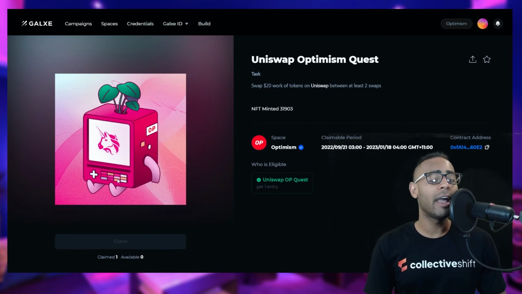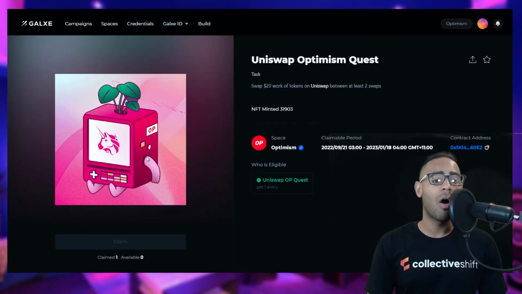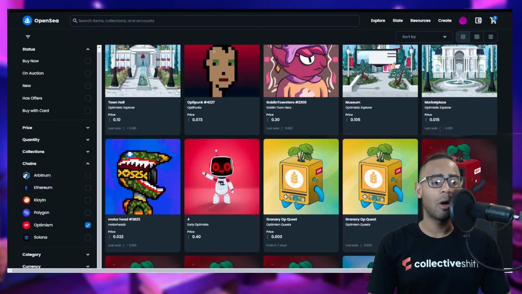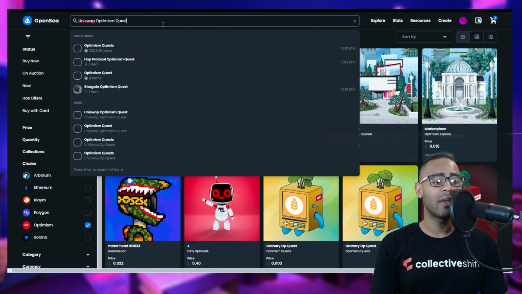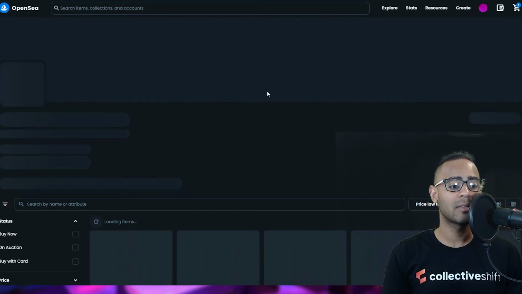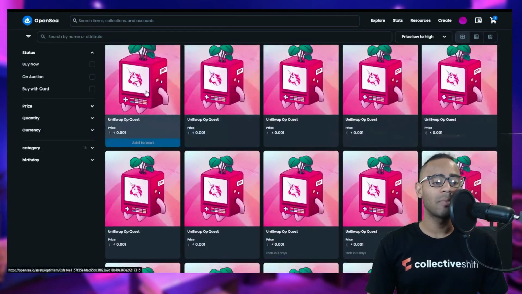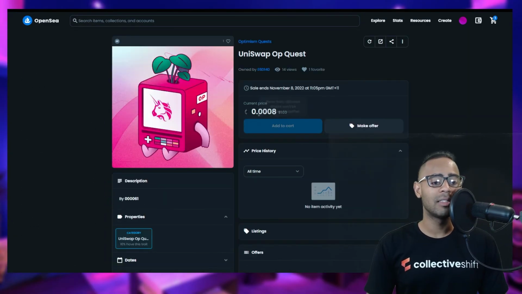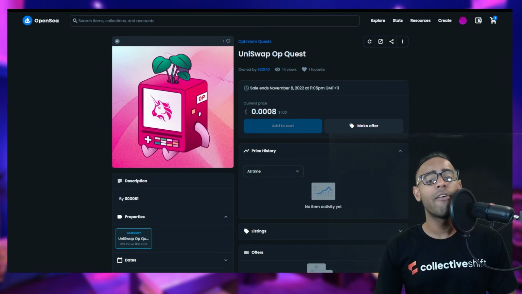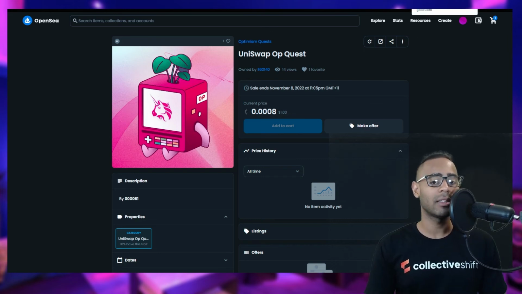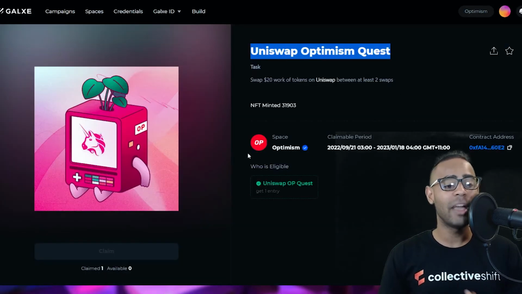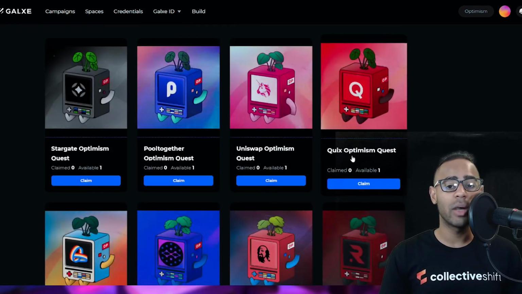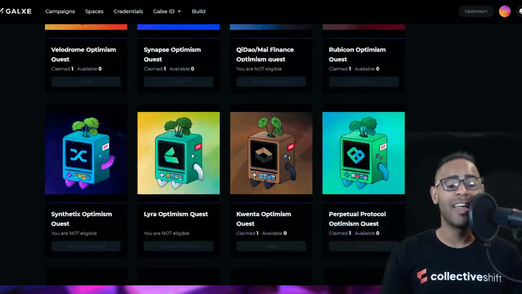Let's go ahead and look for this free NFT on the OpenSea platform. So this is the Uniswap Optimism Quest. Copy that, paste that in, and let's see if we can find it. This is the Optimism Quests, and then there's the Uniswap Optimism Quest. It's selling for currently 0.0008, and that is $1. That is the $1 free NFT that people could collect. All right, guys, I'm going to leave it there. Make sure you try and complete all of these quests because they are extremely fun.